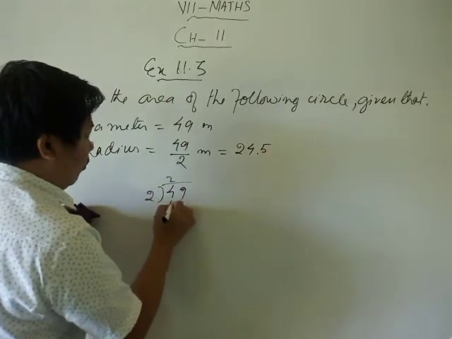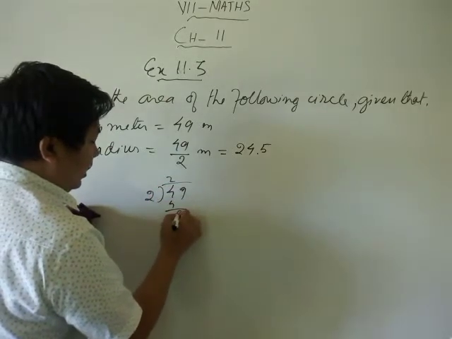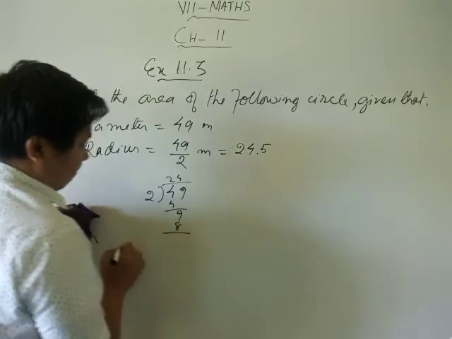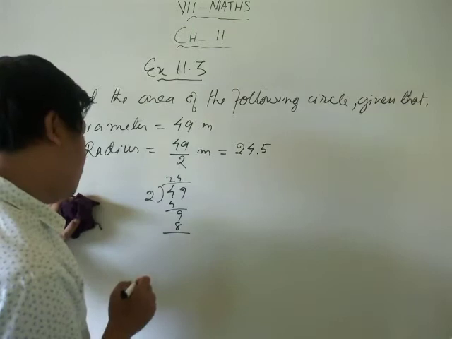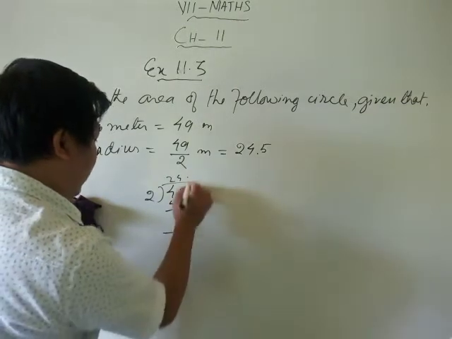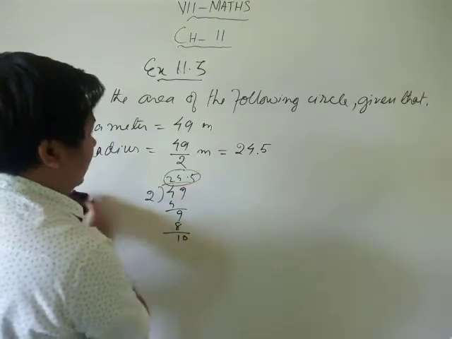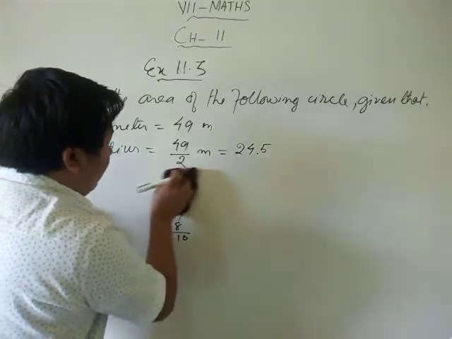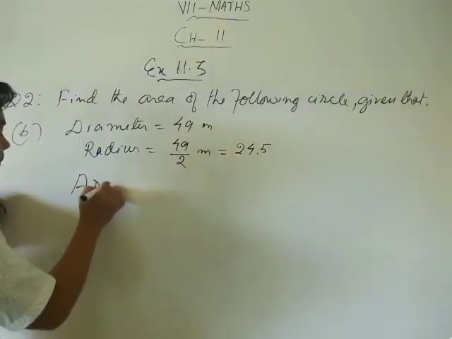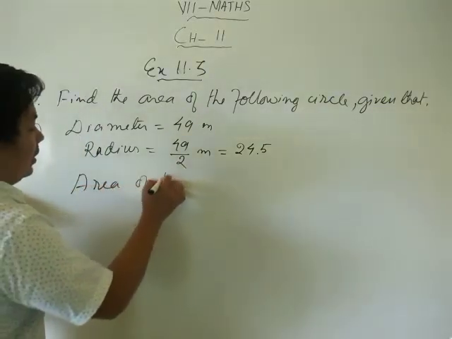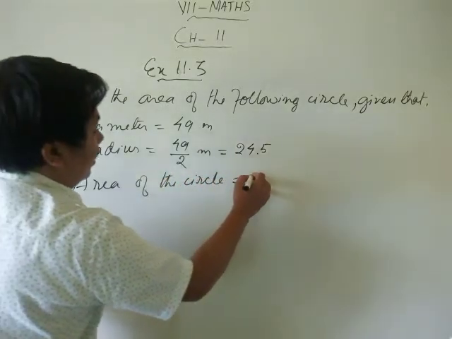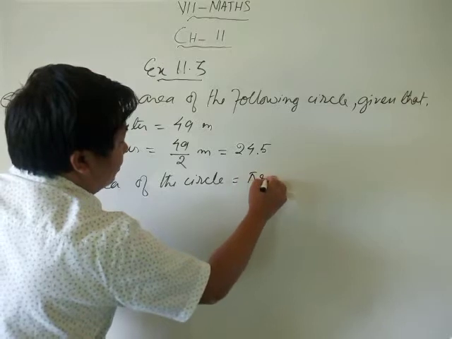2 2s are 4 here, isn't it? Then now you're getting 9 here, so put 4 here, then 1, point 5. So this is the answer value. 24.5 is the radius. Now area of the circle will be how much? Pi r square, isn't it?